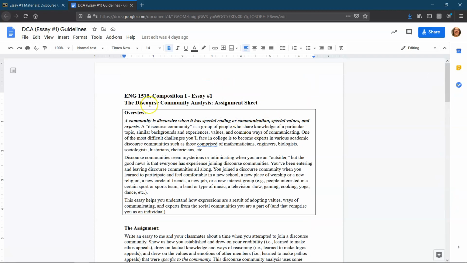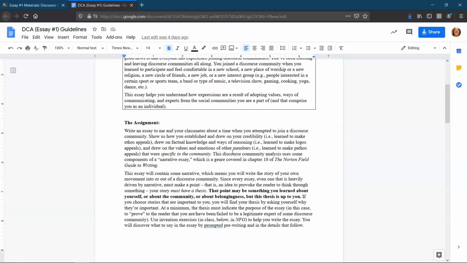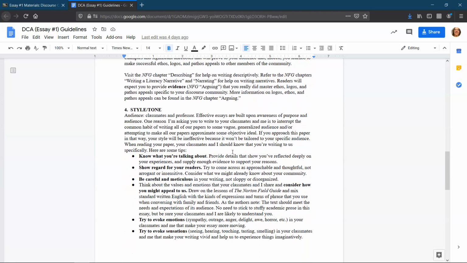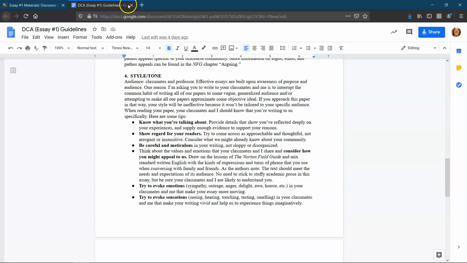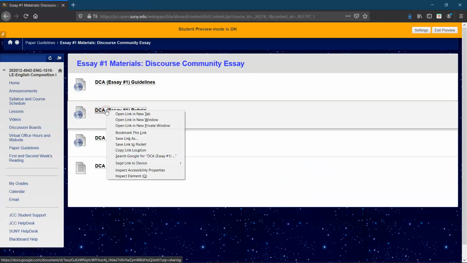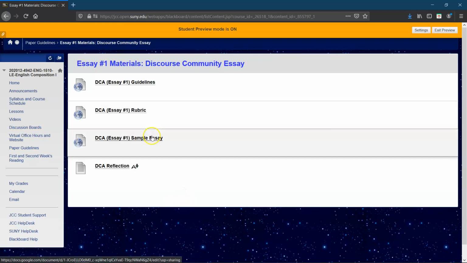So for the first part of the invention, I would start with the introduction and your thesis and claim, and kind of think about the rhetorical appeals too. So how will you be talking about logos, ethos, and pathos? And you can also take a look at the rubric and sample essay.